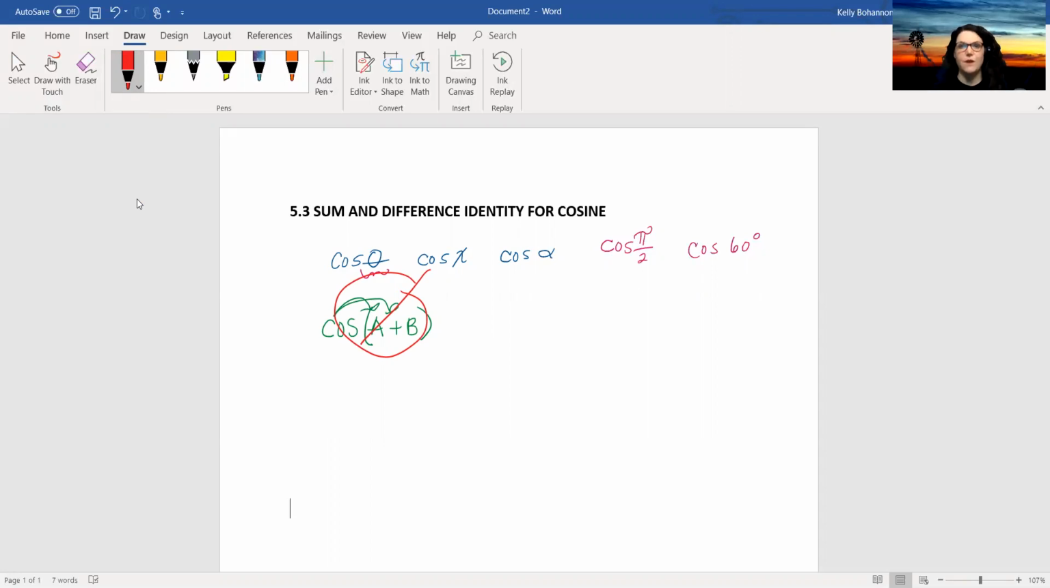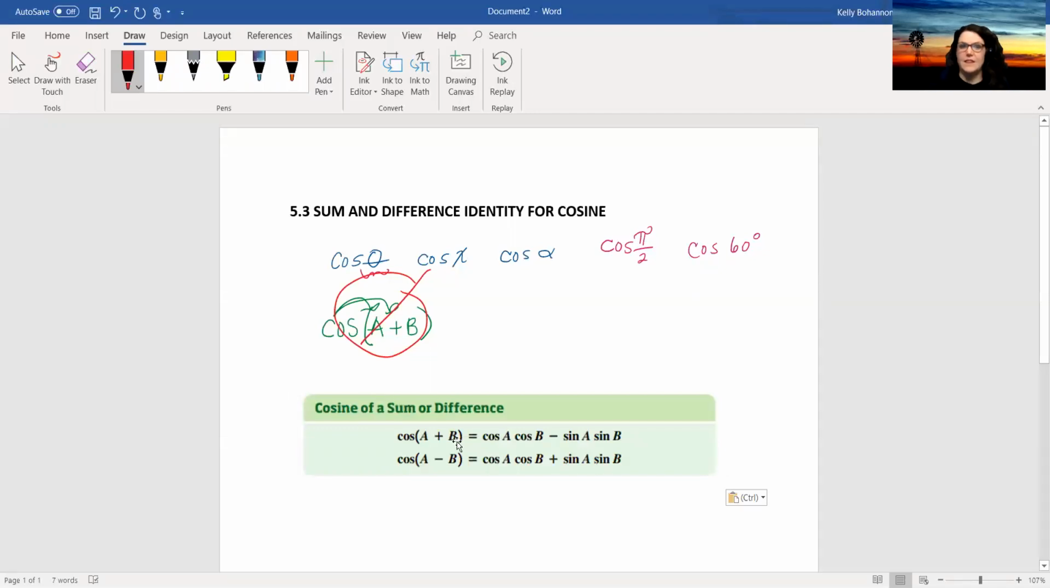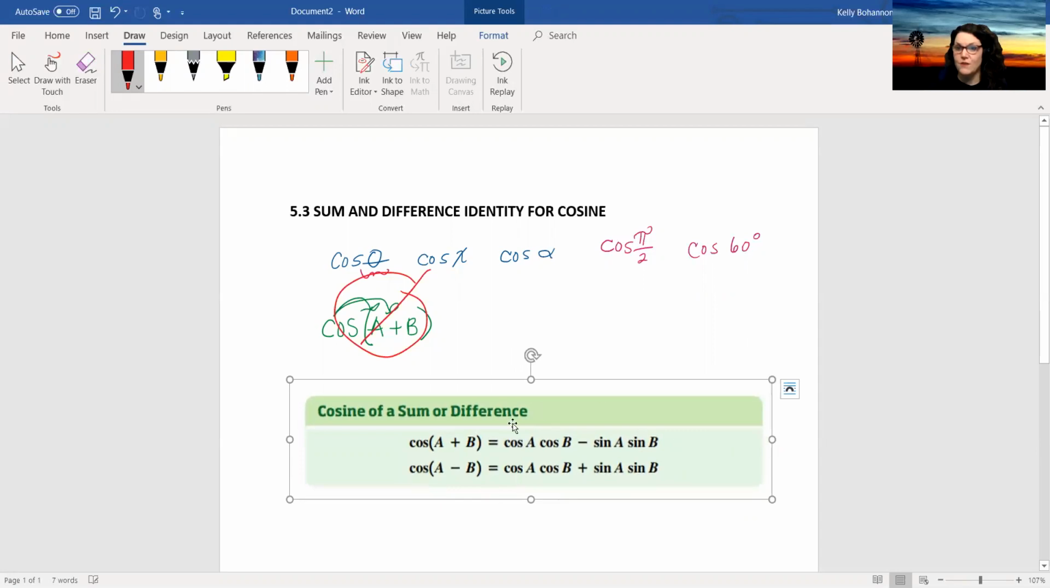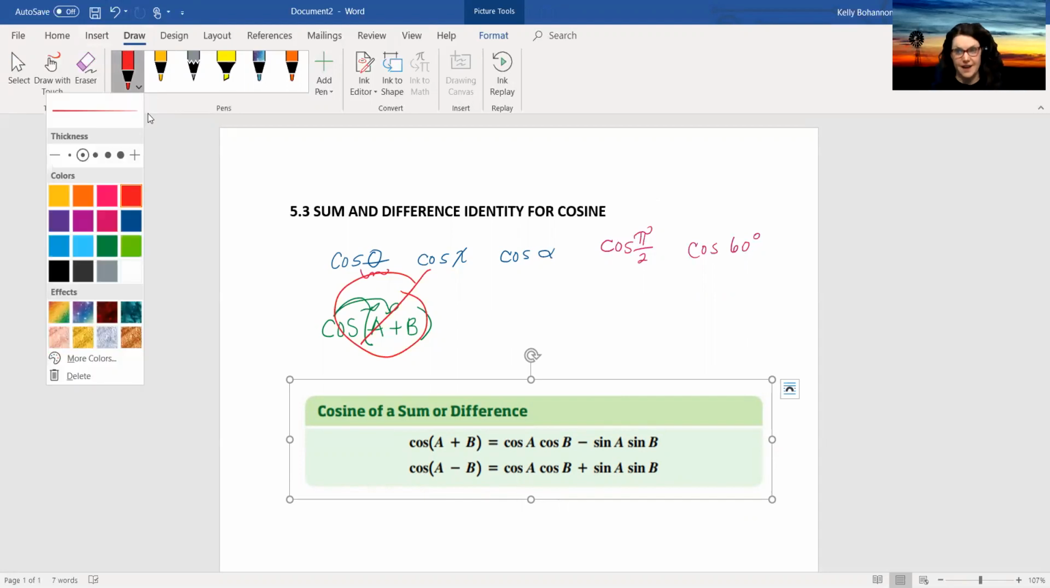Now, in the book, they go through a long process of explaining how they get the identity. At this point, I don't think that is all that important, so I am just going to give you the identity. There is the cosine sum identity and the cosine difference identity. Let me point out a couple of things, because we are also going to do the sum and difference identities for sine, and they are similar.